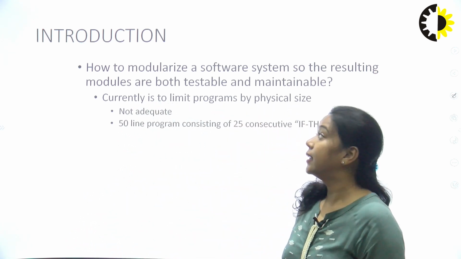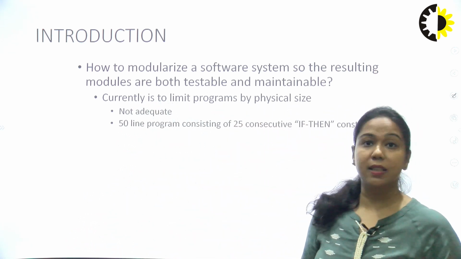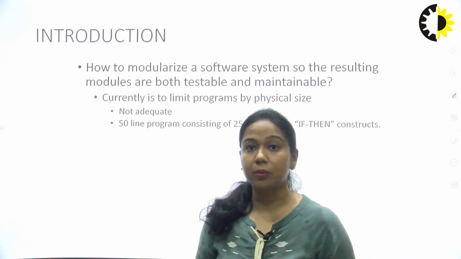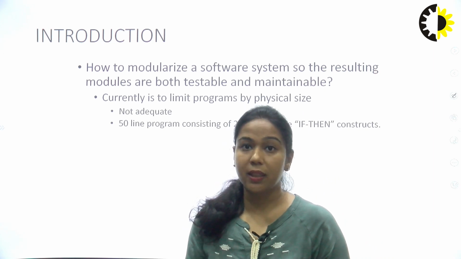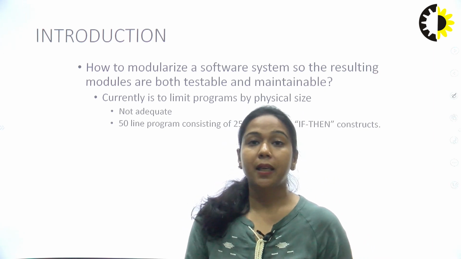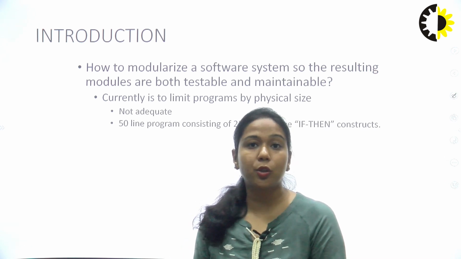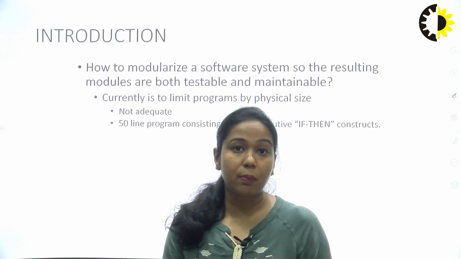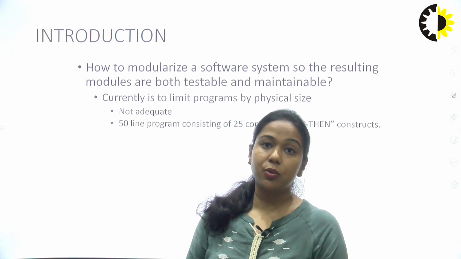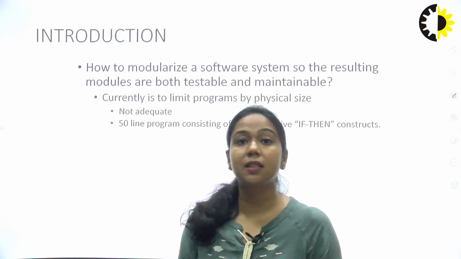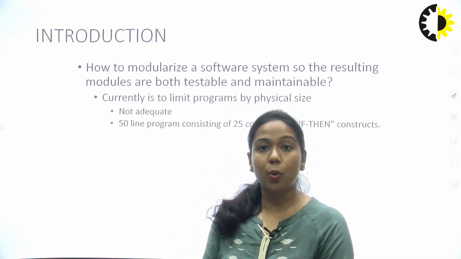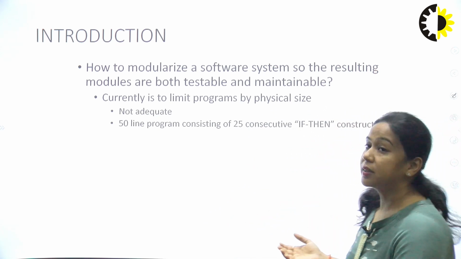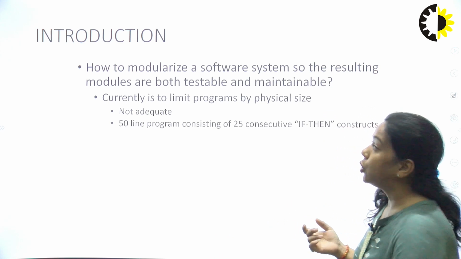Currently, the approach is to limit the program by its physical size. That means if I want to measure the complexity of a program, we are trying to calculate the lines of code, the number of lines occupied in a particular program. If we want to decrease the complexity, we just reduce the size of the code, the number of lines of code in the program. But limiting the program by physical size is not adequate.